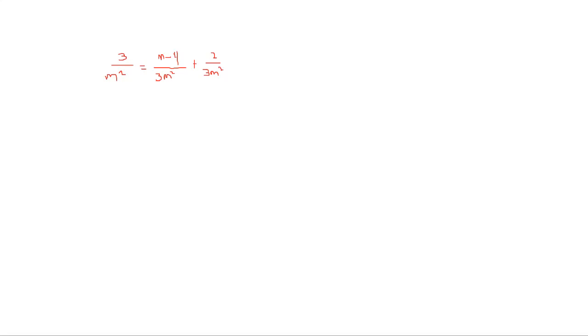So the first thing I'm going to do here is recognize that I'm lucky on the right side because my denominators are actually the same. Since my denominators are the same, I'm going to keep the denominator, 3m squared, and just add the numerators together. Because negative 4 plus 2 is negative 2, if I add the numerators, I get m minus 2. And on the other side, I have 3 over m squared.